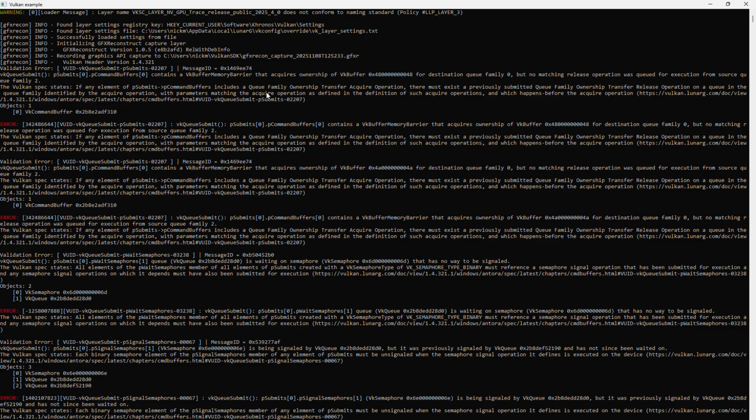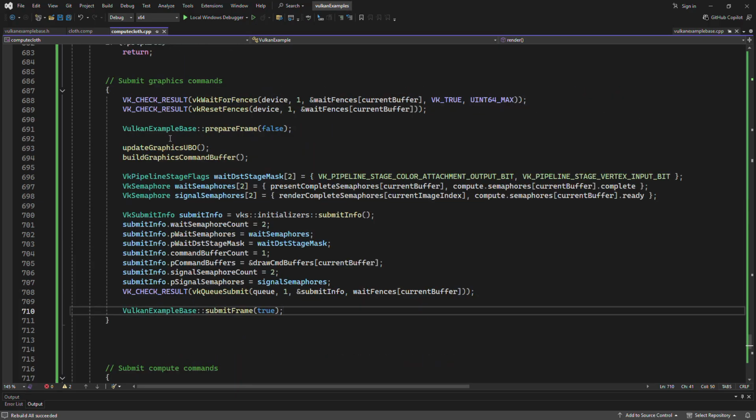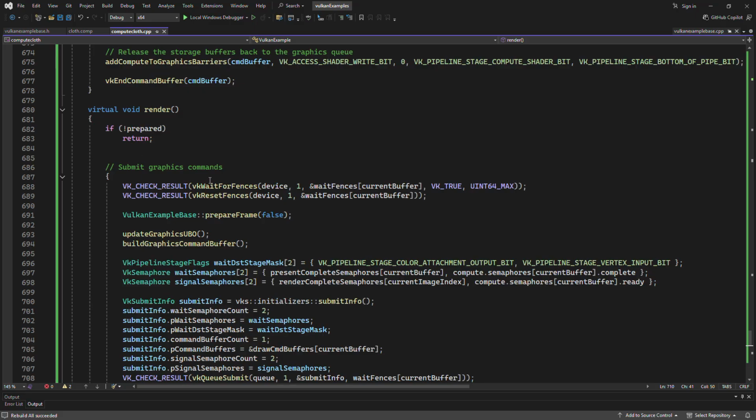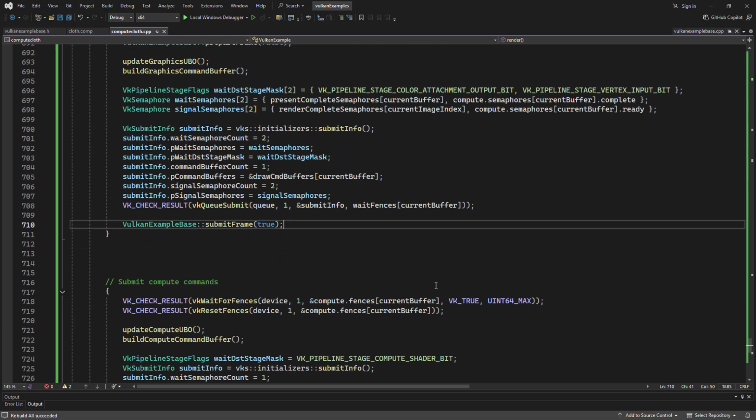Okay, all right. So this is Q family ownership transfer, right? So this actually was what I expected. But when I did it the other day, there was no error. But this makes sense. So we're running the render function, but it comes across the graphics command stuff before the compute stuff.